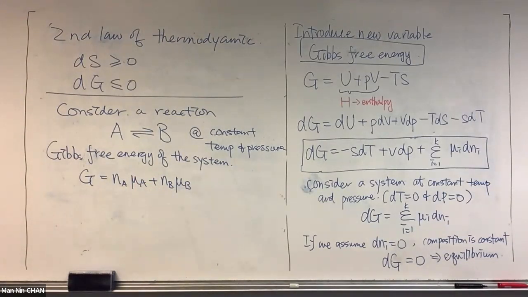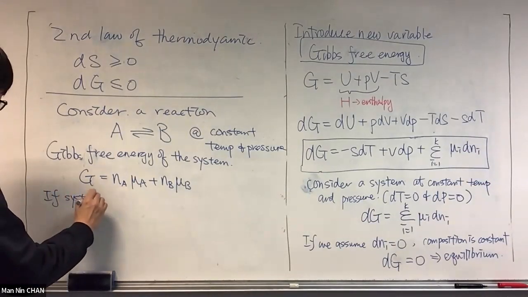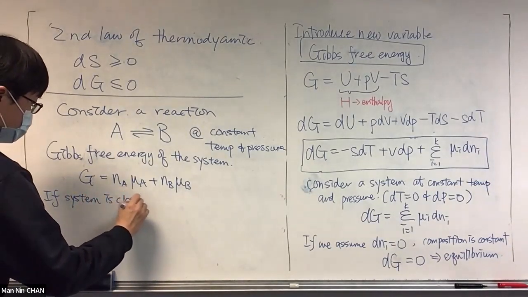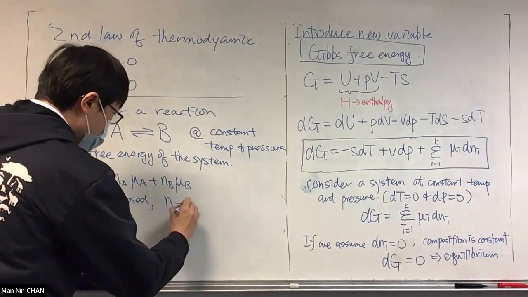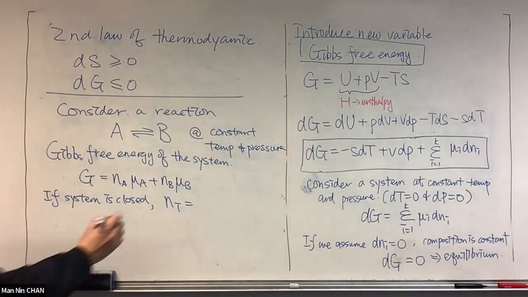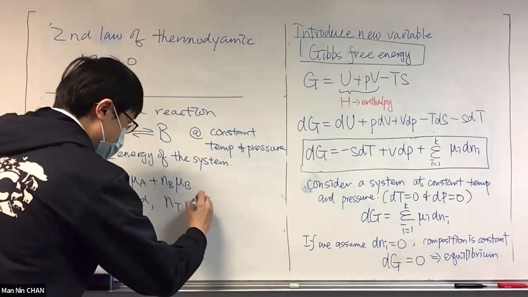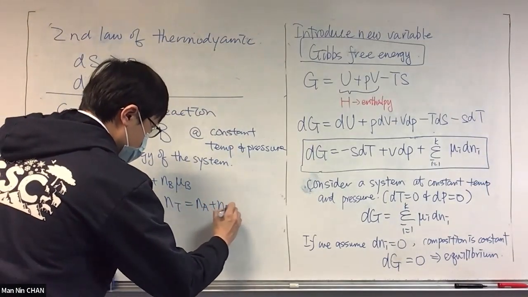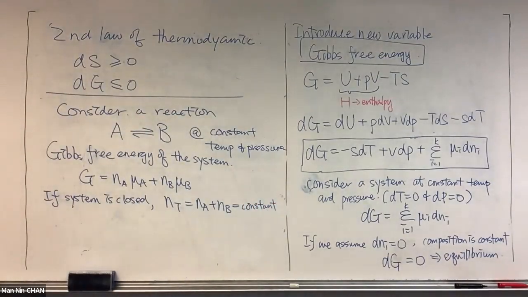So let's say we assume the system is closed. Then we can argue that N_T, the total number of moles of your species, would be equal to N_A plus N_B, and would be constant. The number of moles would be constant. Then I can just rewrite this equation.